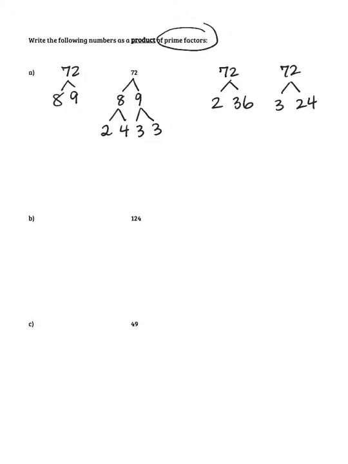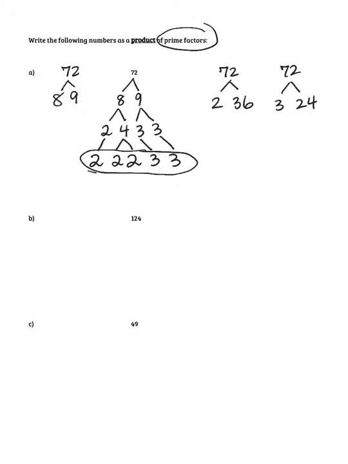Now, it looks like we're almost finished, except that we've still got prime and composite numbers on this part of the tree. So what we're going to do is carry down 2 on its own branch because it's prime. 4 is composite because you can break it down into 2 times 2. 3 is prime, and the other 3 is prime. Now you have to ask yourself, when you get to the bottom of your tree, are all the numbers prime? And the answer is yes.